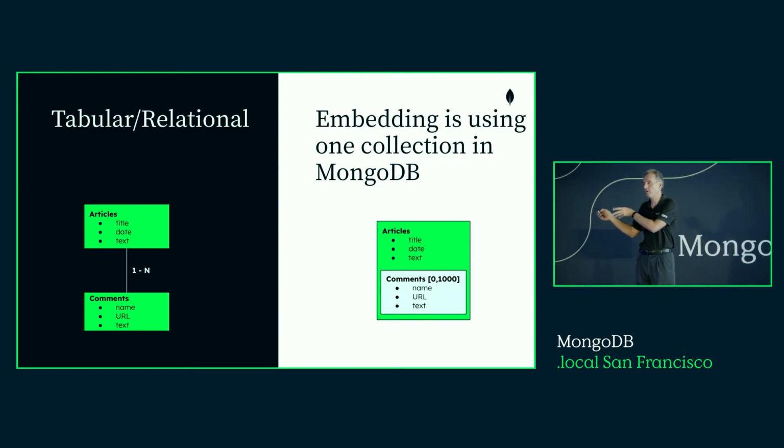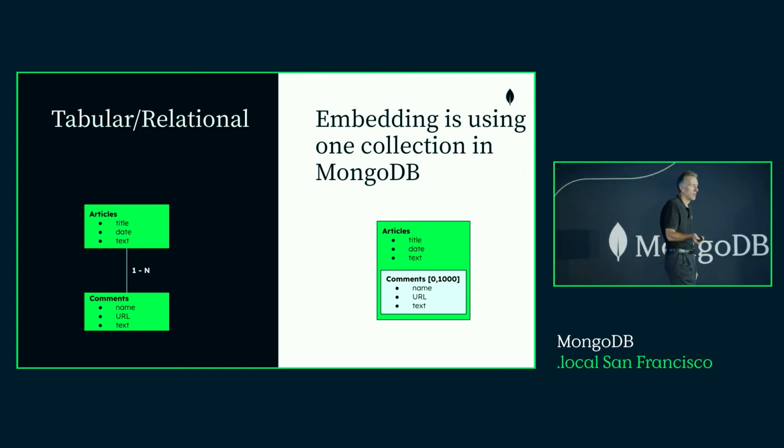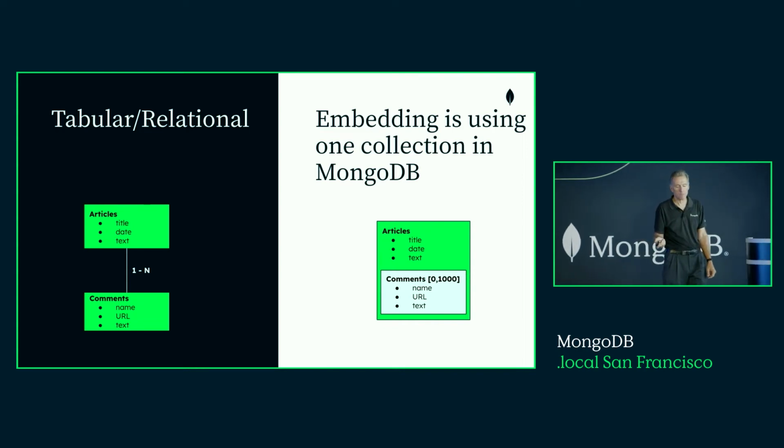This is in contrast with embedding. Embedding, we're going to take one of the entities and bring it inside. And we're going to use an array for that. In the document model, an array is the expression of a one-to-many or many-to-many relationship. So that's how you put two entities together. You use an array. So if you look here, the comments for an article, it's a one-to-many relationship.